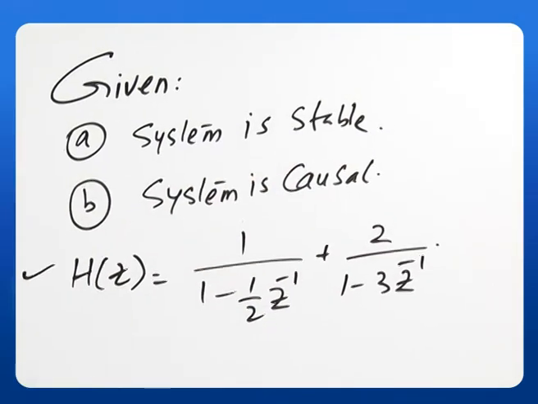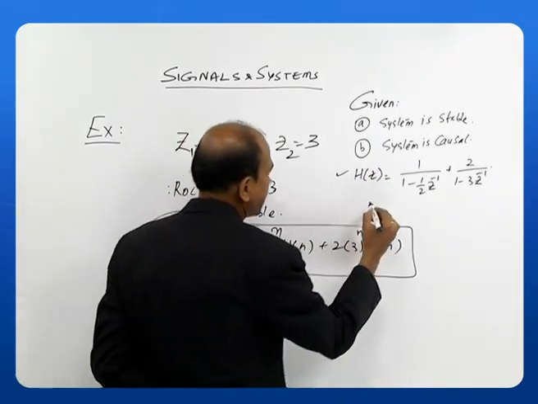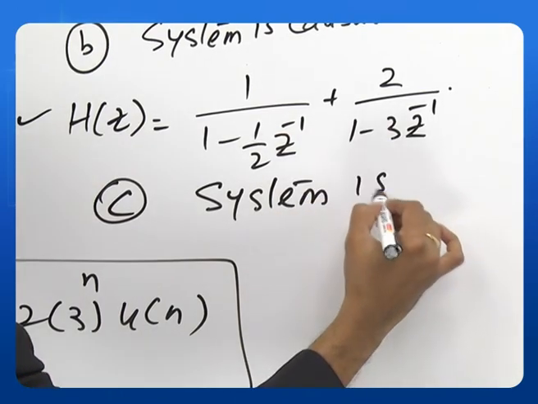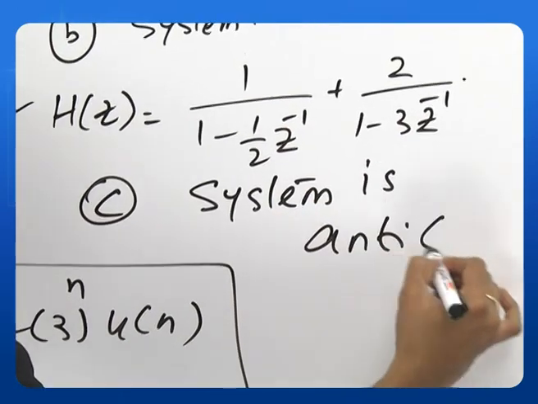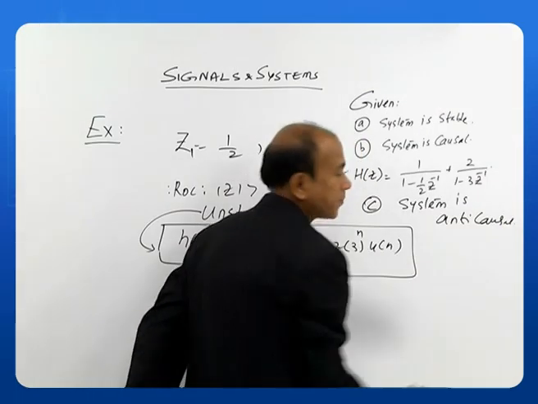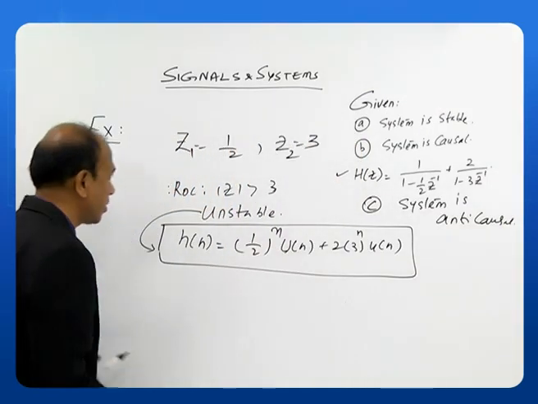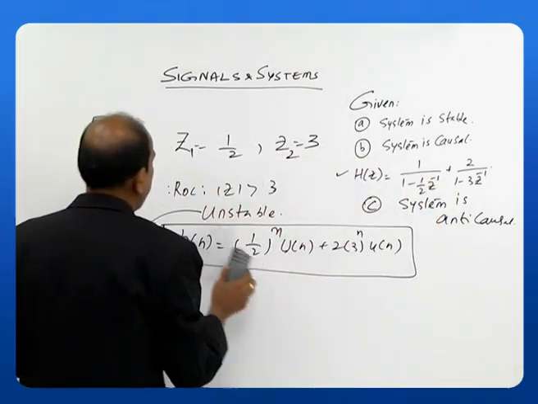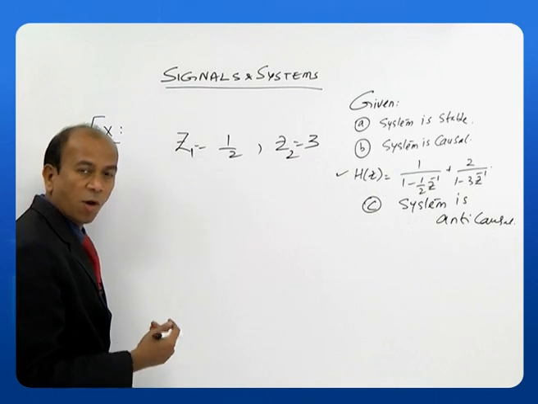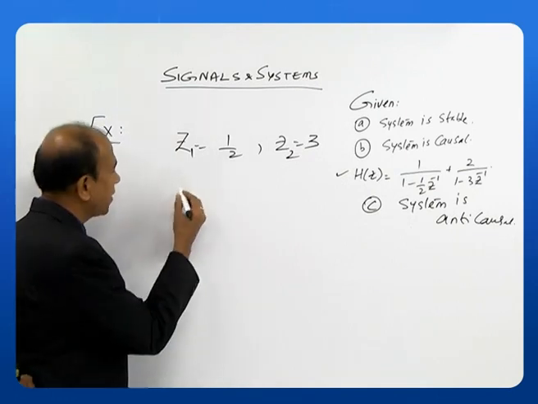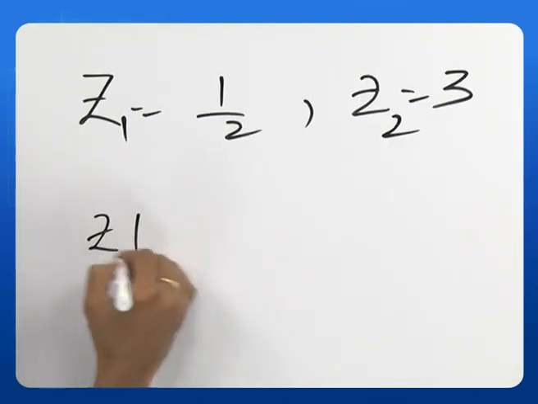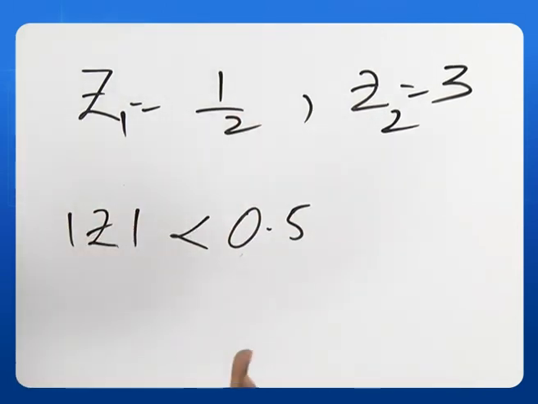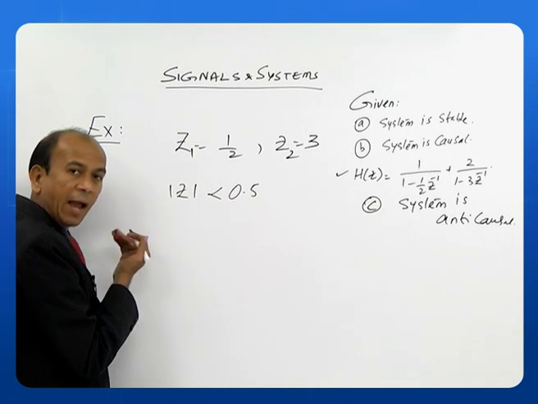Let us look at the third condition. What does the third condition say? It says the system is anti-causal. So, let us look at this condition where the system happens to be anti-causal. For a system which is anti-causal, the ROC lies for z less than 0.5, that is this one. So, it is lying towards this side. So, the system is becoming anti-causal.